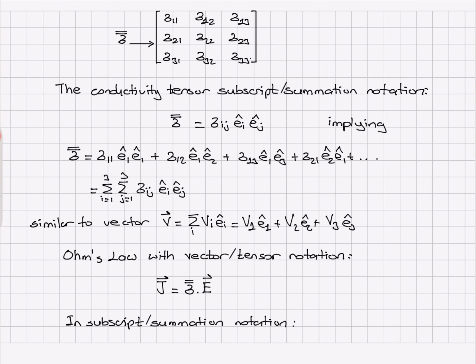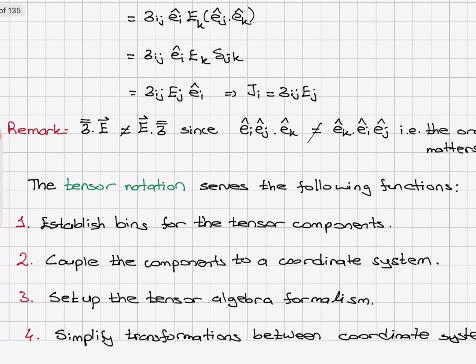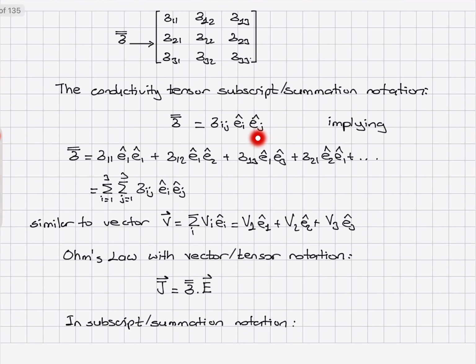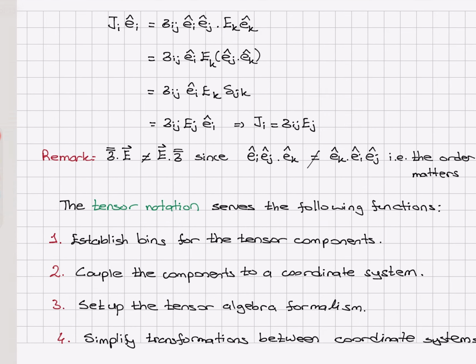this serves the following functions. It establishes bins for the tensor components. So this ei hat ej hat thing is not an operation between these two unit vectors. It just describes to us the bins. So it's the ith bin, ith row, jth column bin, for example.